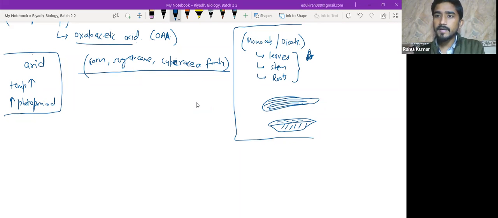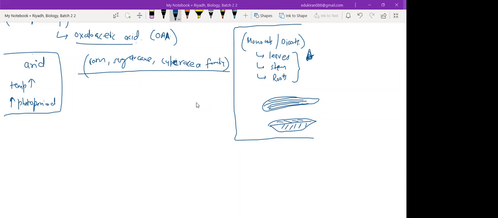You have finished the point that C4 plants minimize photorespiration. And that's why they have more output for photosynthesis. Okay, clear? Yes, sir. Now write down photorespiration.